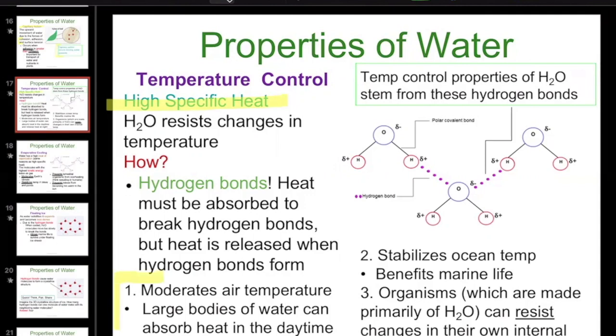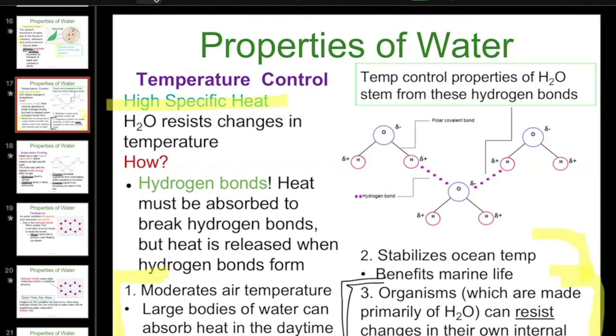This moderates air temperature: large bodies of water can absorb heat during the day and release it at night. It also helps with stabilizing ocean temperature. Organisms, which are made primarily of water, can resist changes in their own internal temperature. Now, that would apply to us, wouldn't it? We are organisms that are made mostly of water, and we can, for the most part, regulate our own internal temperature. We tend to stay at what temperature? Anybody? 98.6. Now, obviously, normal is different for everybody, but it's around there.